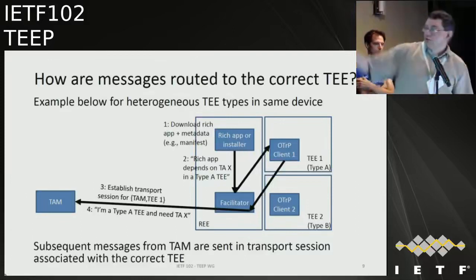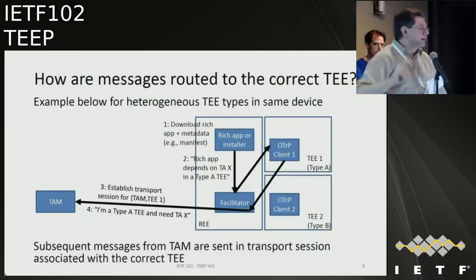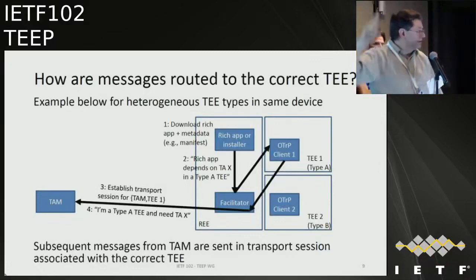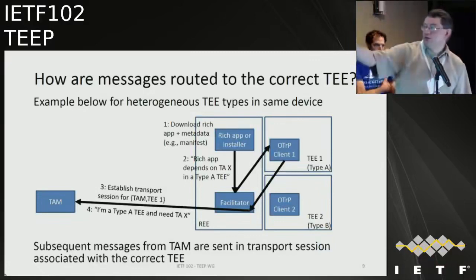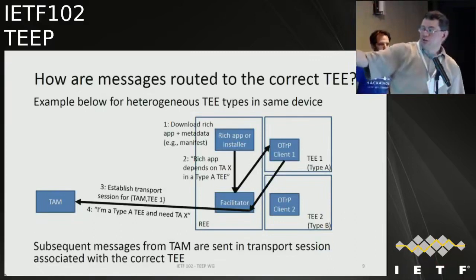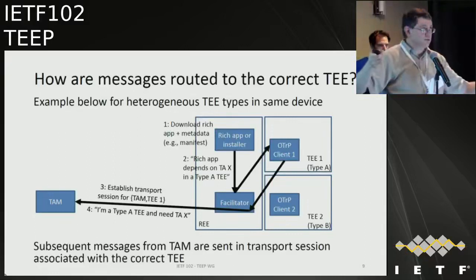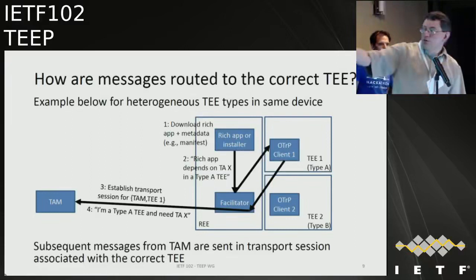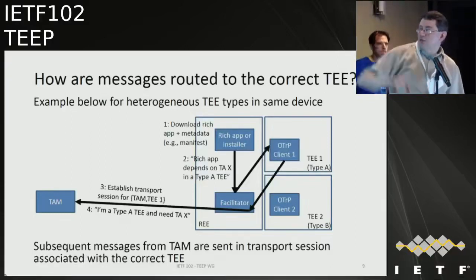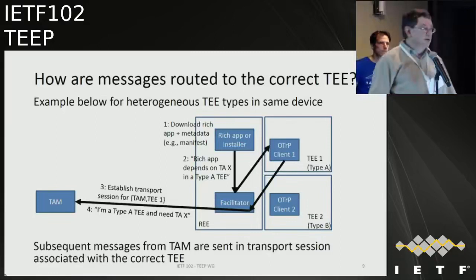At this point, now you can set up an OTRP session between that particular OTRP client and the right TAM. This is not a slide about picking the right TAM, that's a different question, right? But assume you can pick the right TAM. So there's a transport session that he facilitates. If you had two different clients for two different TEEs, or two different trusted applications, you have two different transport sessions. So you can see the transport session is tied to going between a particular TAM and a particular TEE's OTRP client.